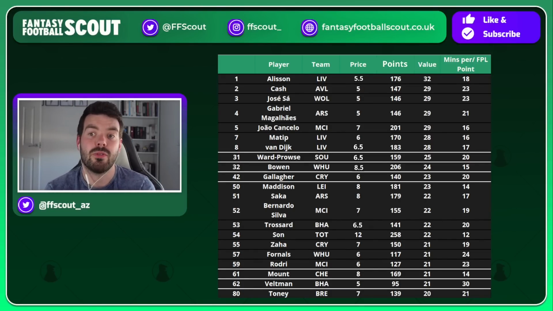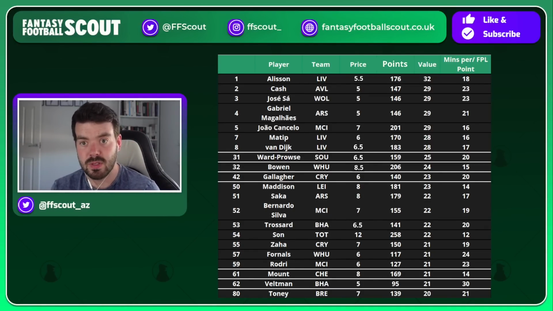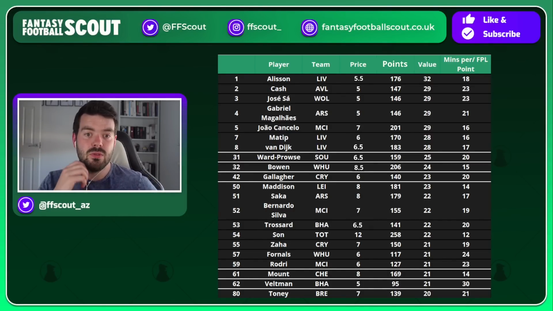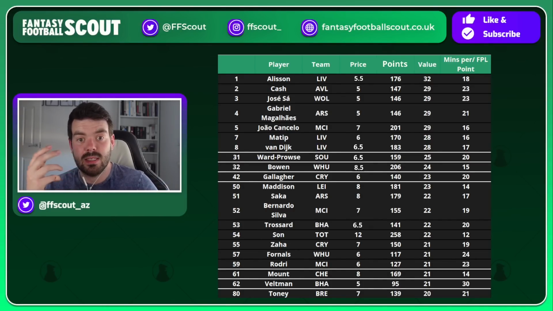There isn't often a huge amount between a lot of the keepers. Alisson really was the kind of standout goalkeeper there. Jose Sa is third on the value list, 146 points he got, and there's a group of goalkeepers clustered around that 130 to 150 mark. So I worry a little bit less when it comes to value of keepers, unless you really see someone standing out. We didn't really get that last season.